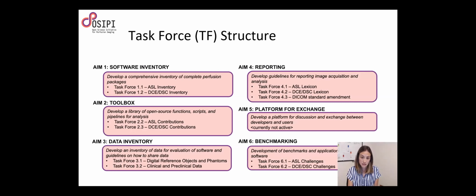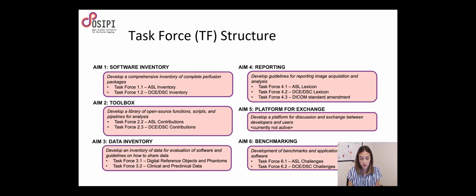As I mentioned, we have 6 aims. Each aim has at least 2 task forces to help support this. The 2 task forces come because perfusion imaging can broadly be divided into 2 different methods, so each perfusion method is its own individual task force. The first one is a software inventory. Here is a curated list of the open source and commercial software packages already available to use. The second is a toolbox. This is where we have open source functions, scripts, and pipelines for analysis.